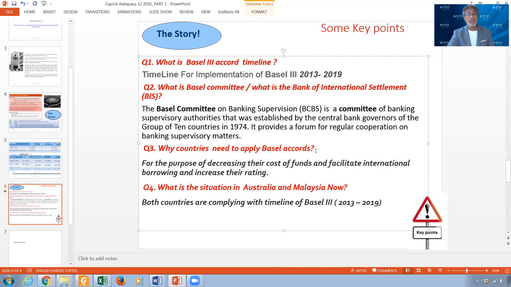Why do countries need to apply Basel? You can't choose not to apply. The problem is, if you have any international transactions or connections, your cost of capital will be higher, and your rating by the rating agencies will be lower if you are not complying with the Basel Accord. So at the end of the day, you have to comply. What is the situation in Australia and Malaysia? Both countries are complying with Basel and have applied it, and this applies to most countries around us and to developing economies.